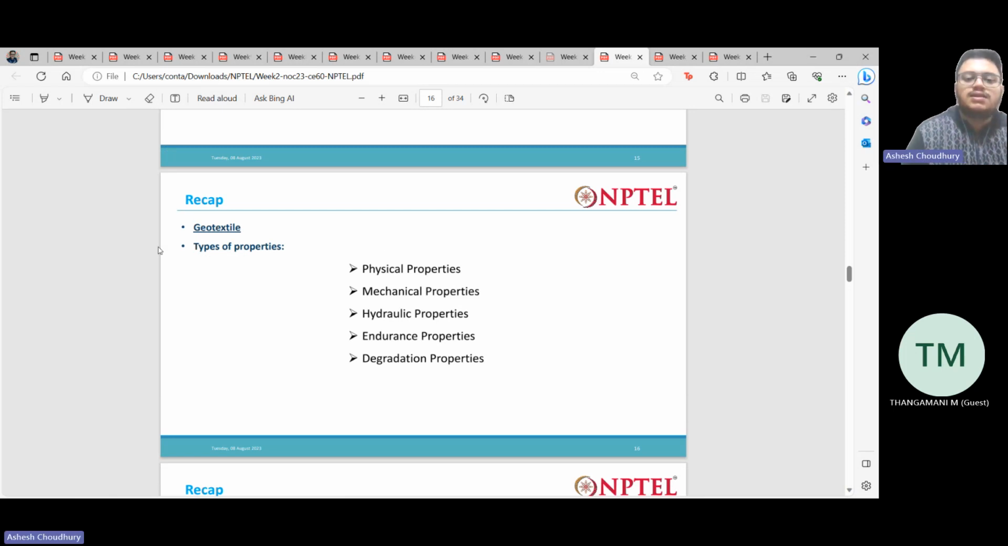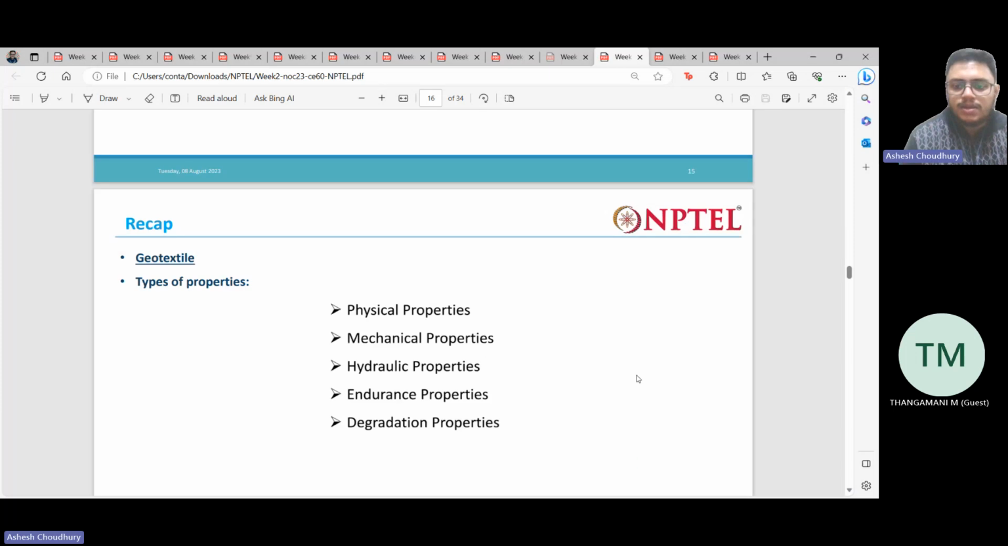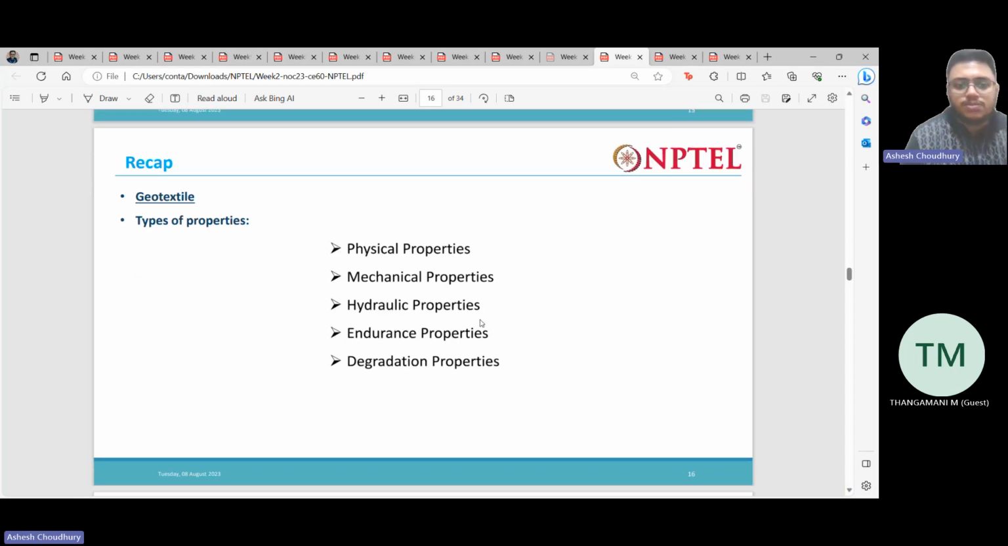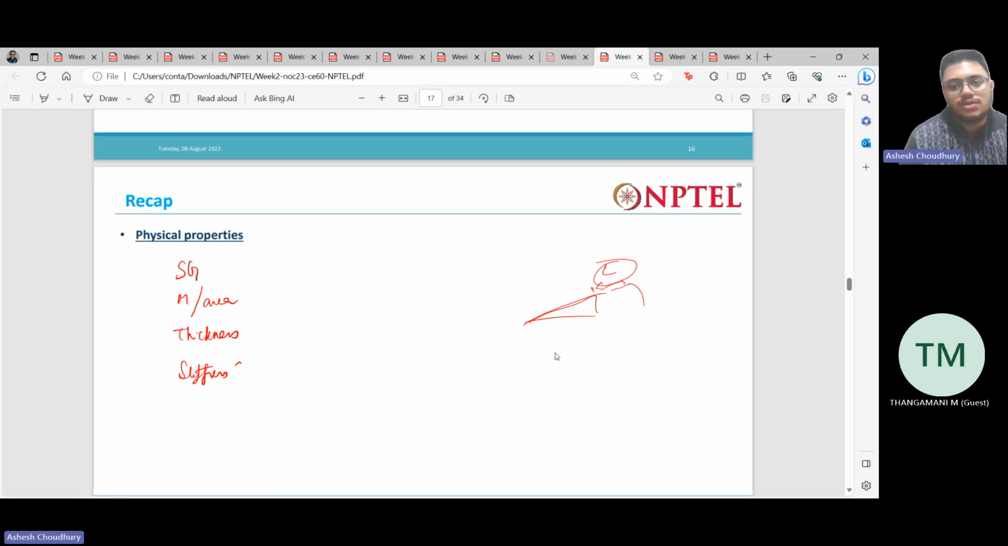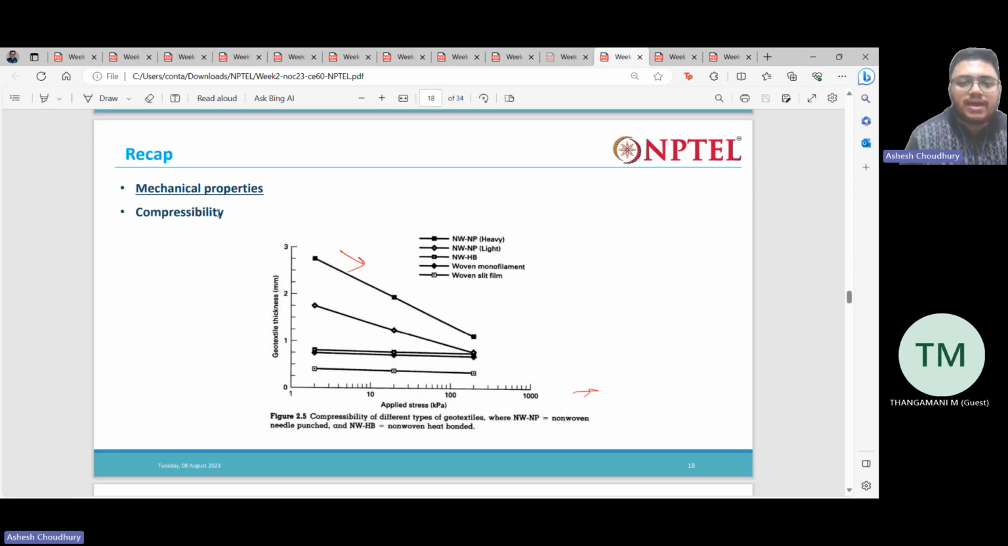So for the geotextile, there are various properties that we need to find out. Some are physical properties, mechanical, hydraulic properties, endurance properties, and we have degradation properties. So what is a physical property? Mass per unit area, thickness, stiffness, all these things. Then we have mechanical properties such as compressibility.